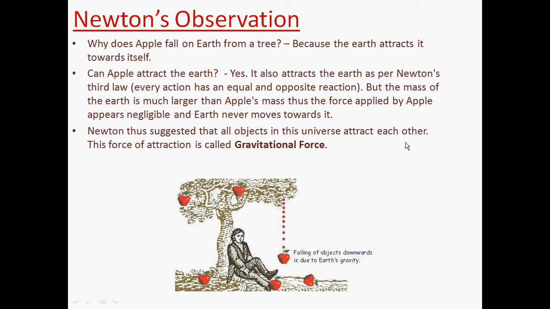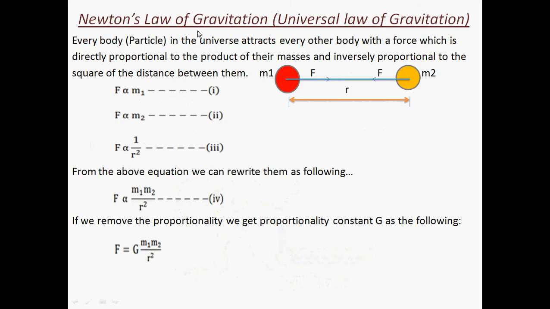So this young student, that is Sir Isaac Newton, discovered the famous law named Newton's law of gravitation, or the universal law of gravitation, in which he said that every body in the universe, it may be a particle or a body, attracts every other body with a force which is directly proportional to the product of their masses and inversely proportional to the square of the distance between them.